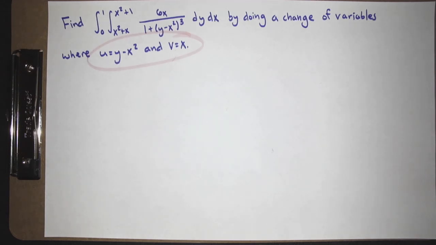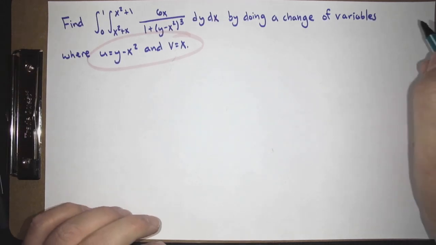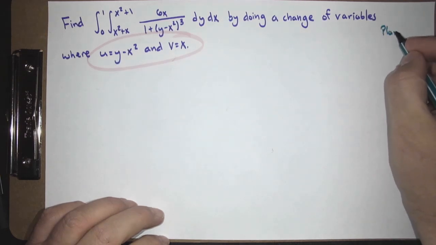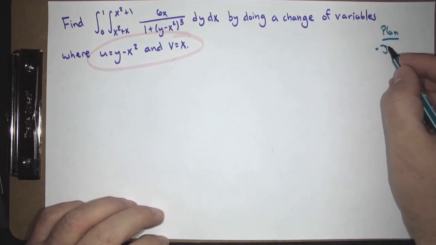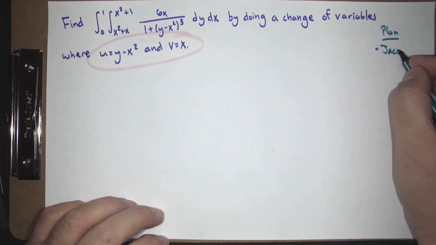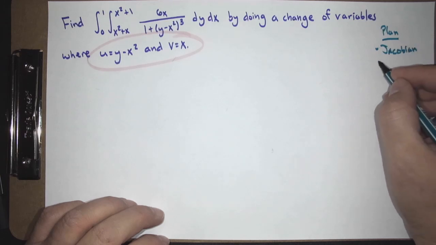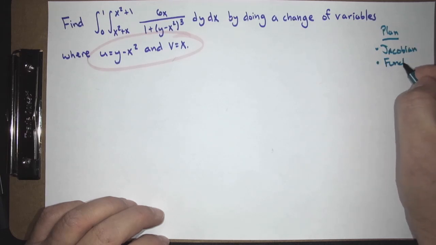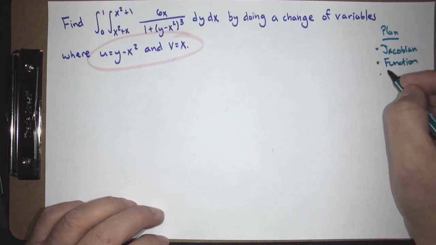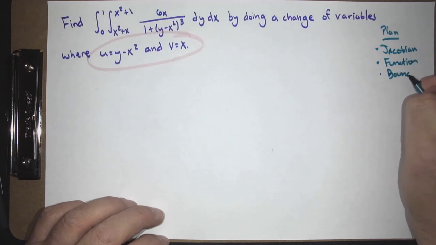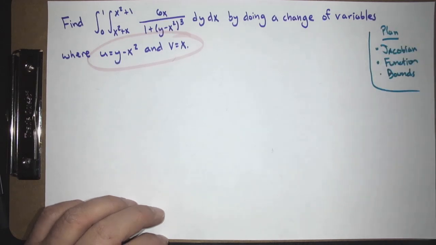All right. Now, we have our 3 chores to do. So the game plan is essentially as follows. Jacobian, that's always the first thing I take care of. Function, and then bounds. That's the game plan. So let's start with the Jacobian.